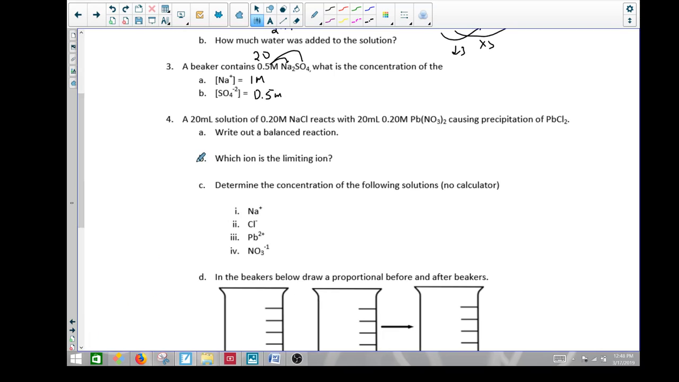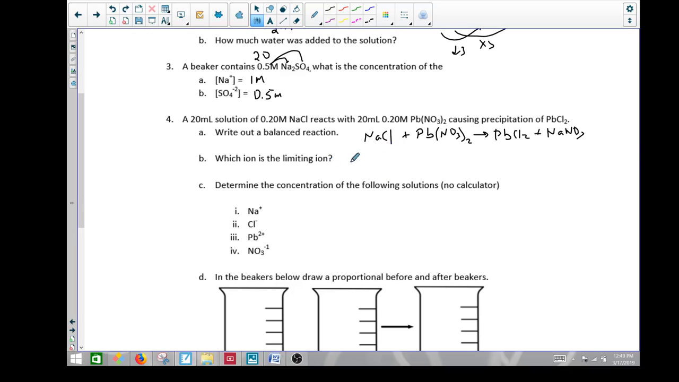A 20 milliliter solution of 0.2 molar NaCl reacts with 20 milliliters of 0.2 molar lead nitrate, causing precipitation of lead chloride. Write out the balanced equation. Okay, so you can write out the whole thing. It would be NaCl plus lead nitrate yields lead chloride. Let's do the whole thing here. NaCl plus PbNO3 yields PbCl2 plus NaNO3. All right, which one's the limiting ion?